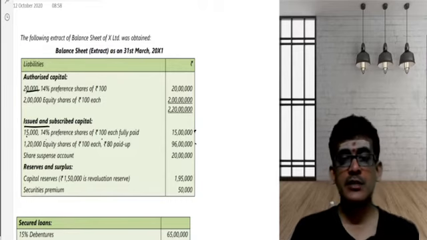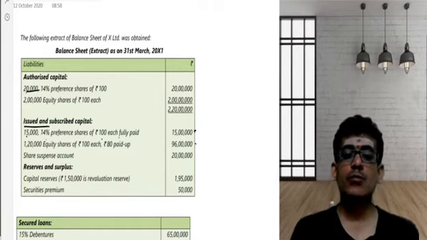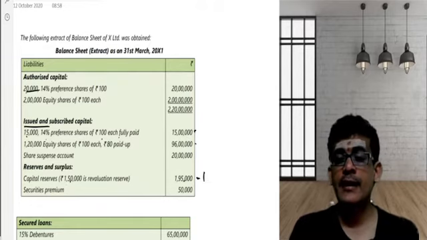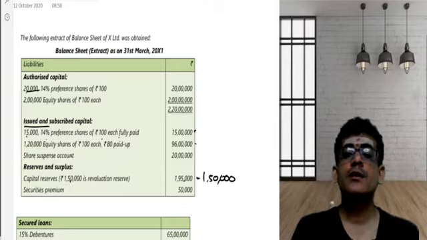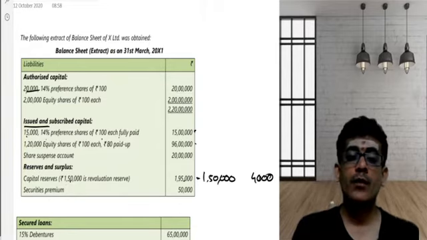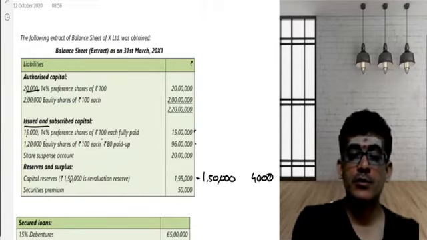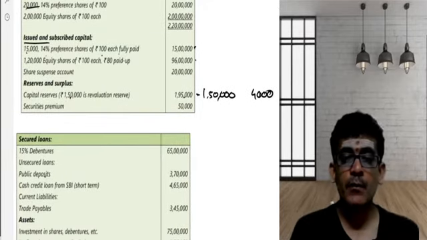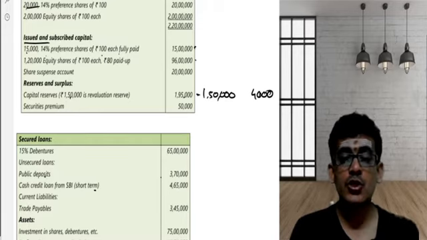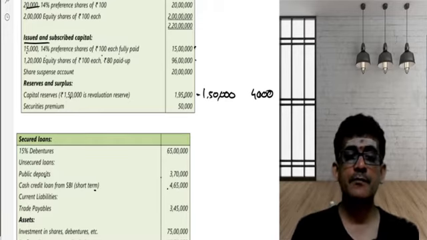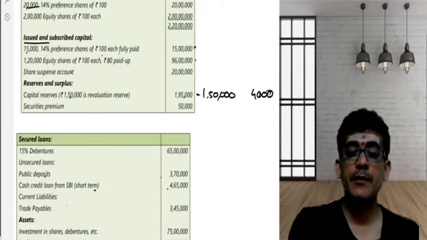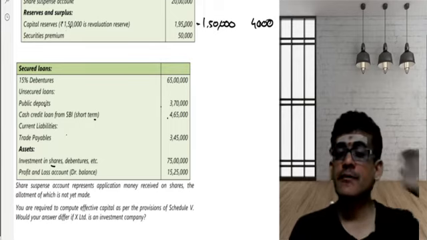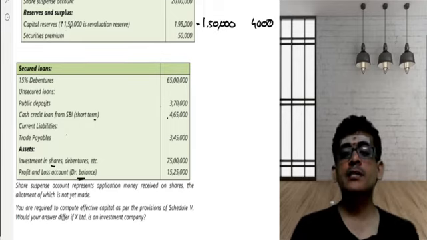Now you also have share suspense account 20 lakhs. Capital reserve 1,95,000, which includes 1,50,000 revaluation reserve. That means from 1,95,000, if I remove the revaluation reserve, I will have only 45,000. Securities premium you have 50,000. 15% debentures 65 lakhs. Unsecured loans, public deposit 3,75,000. Cash credit short term from the State Bank of India 4,65,000. Current liabilities, trade payables 3,45,000. Investment in shares and debentures 75 lakhs. Profit and loss account debit balance 15,25,000.